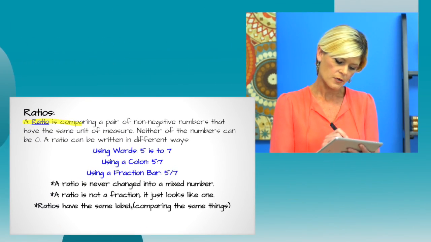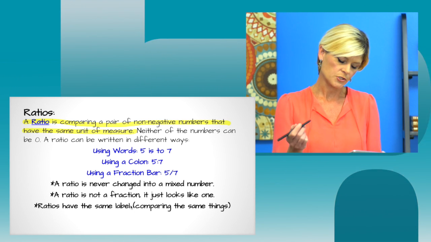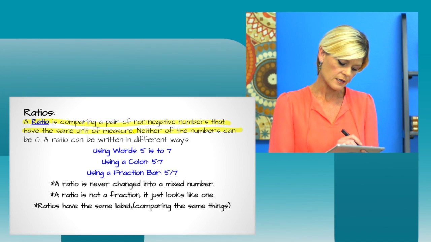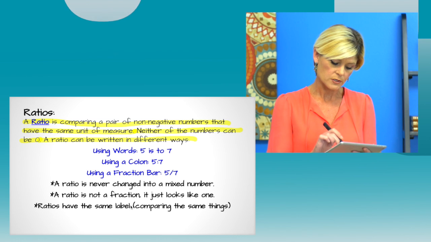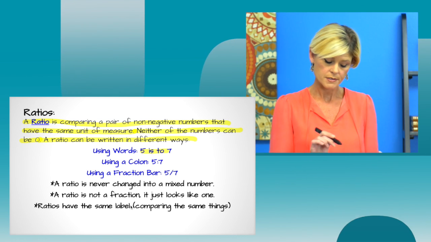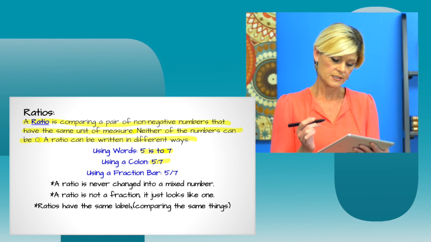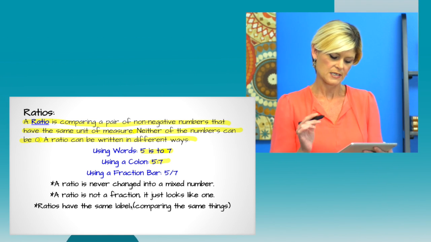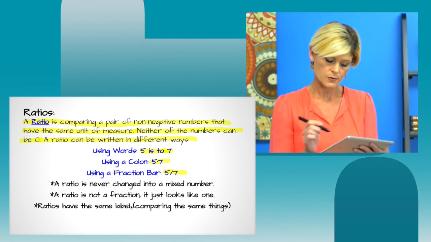All right, so let's start out with a definition of what a ratio is. You might want to write this down. A ratio is comparing a pair of non-negative numbers that have the same unit of measure. Neither of the numbers can be zero. And a ratio can be written in different ways. It can be written using words, 5 to 7. It can be written using a colon, 5:7. You use the colon there. I will still say "5 is to 7." Or you can write it using a fraction bar, as I have it here, 5/7.